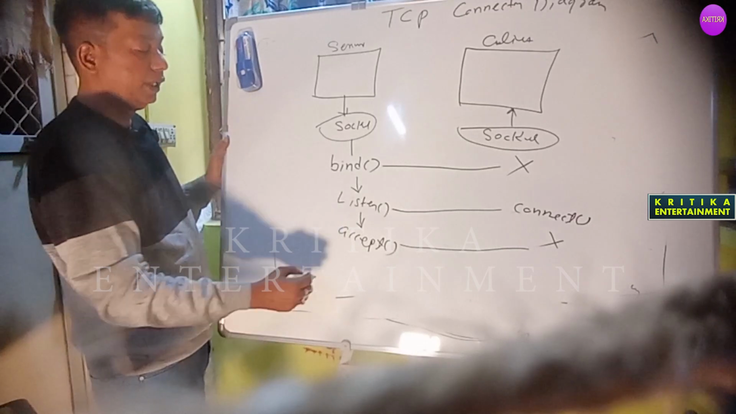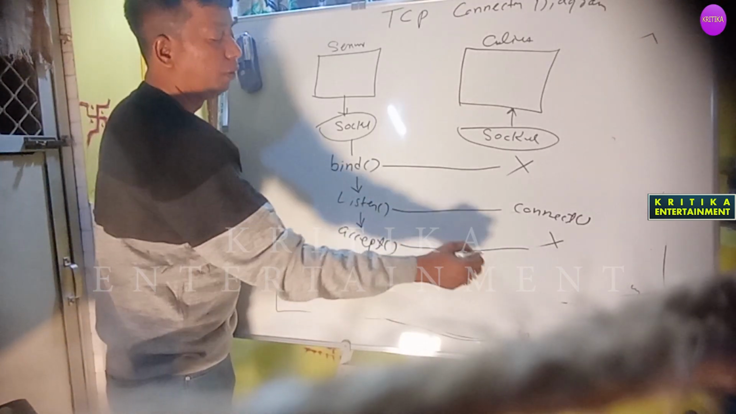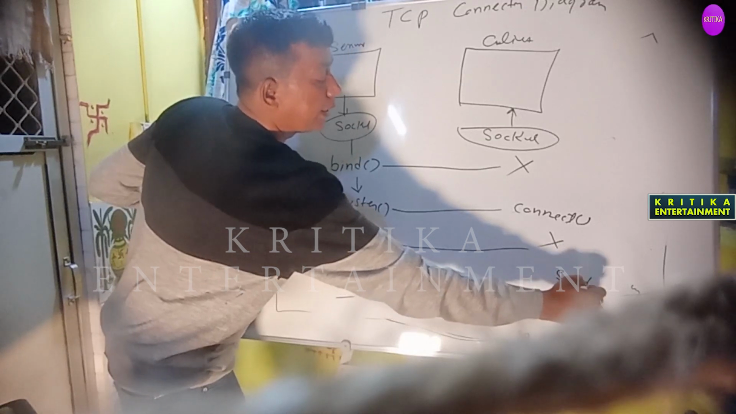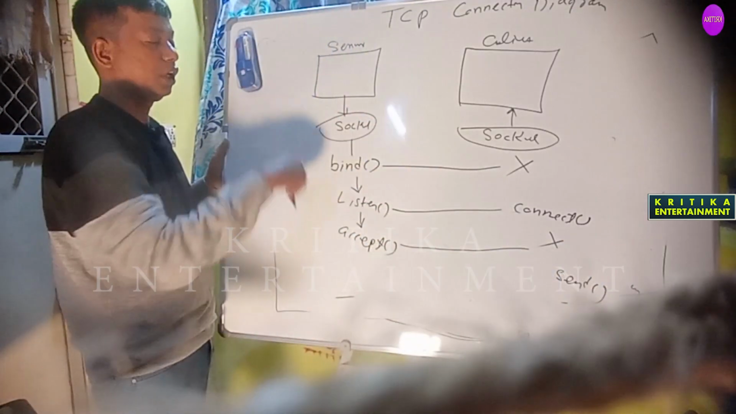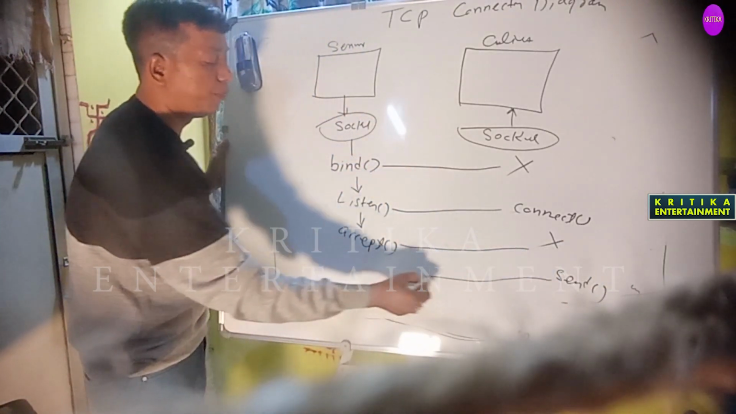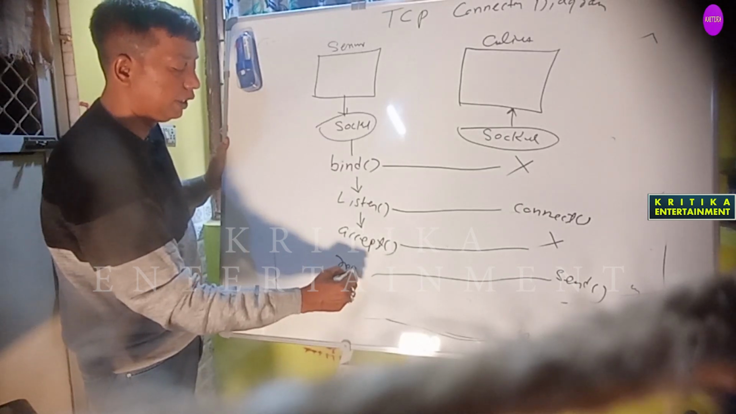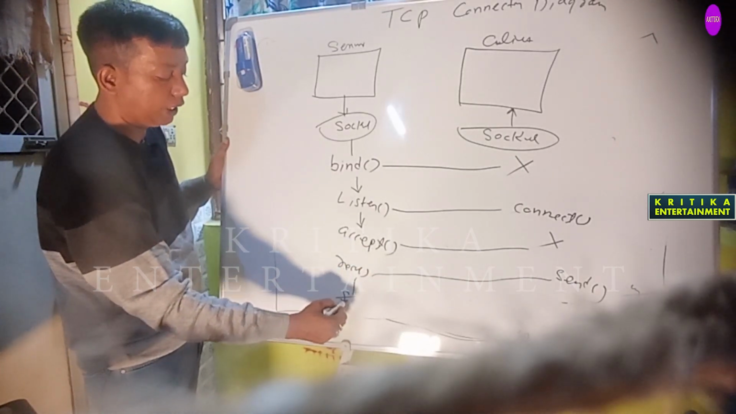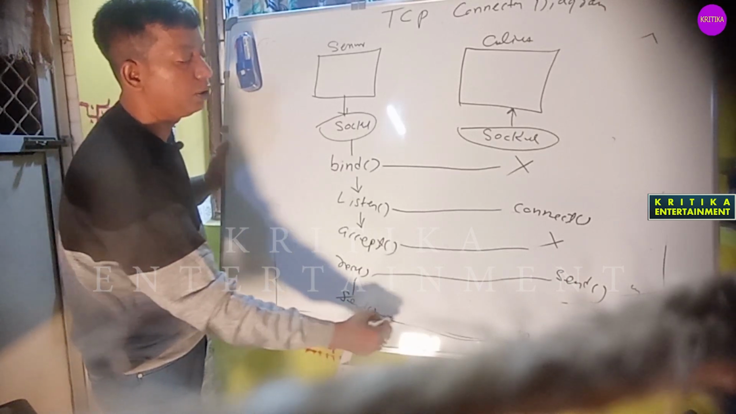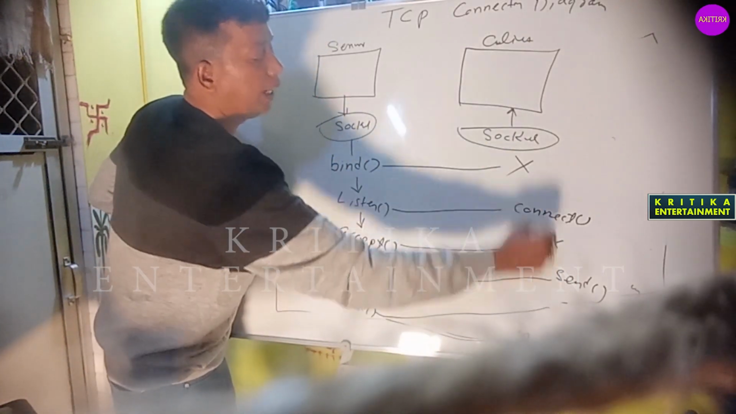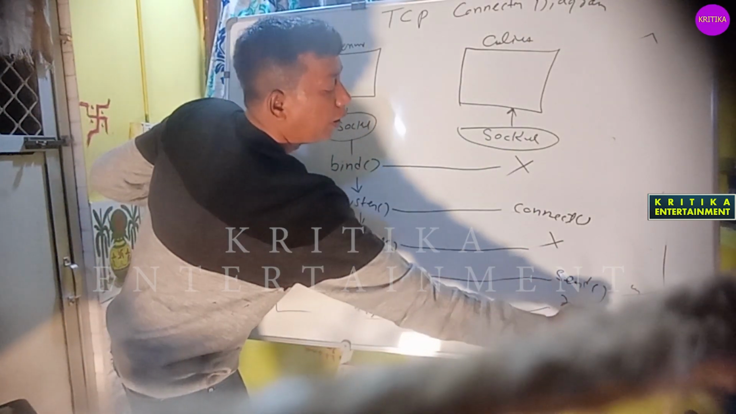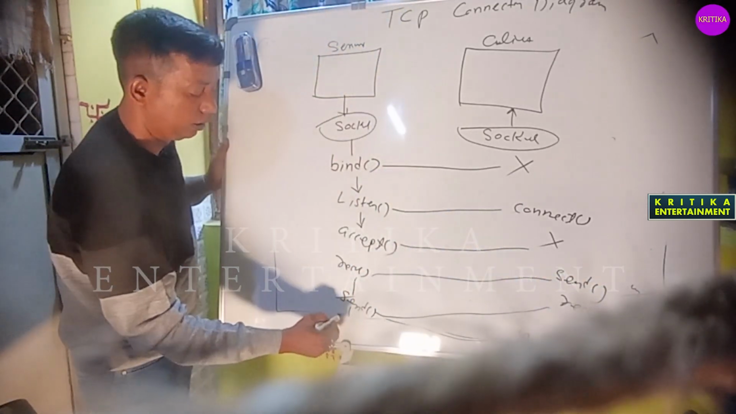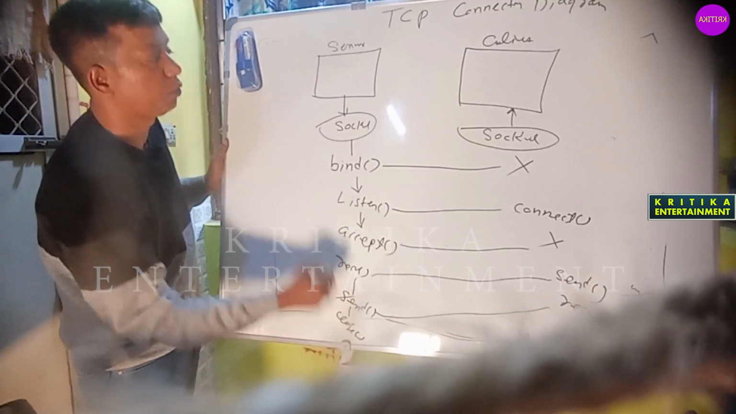After accept, the client will send the data to the server. Then on the server side you will use the receive function. Then the server can also use the send function, and the client will also use the receive function. Then on both sides you will close the connection.